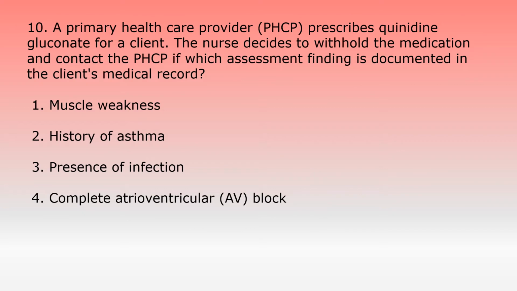A primary health care provider, PHCP, prescribes quinidine gluconate for a client. The nurse decides to withhold the medication and contact the PHCP if which assessment finding is documented in the client's medical record. 1. Muscle weakness. 2. History of asthma. 3. Presence of infection. 4. Complete atrioventricular AV block.